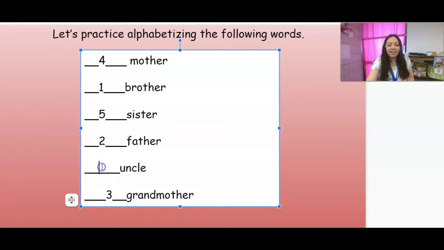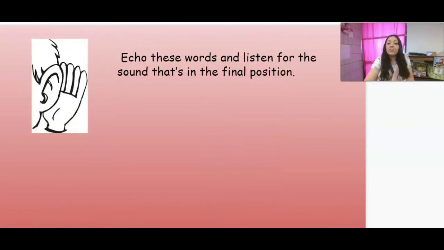What do we have? Uncle. So it's going to be 6. So if we put these words in alphabetical order, we would say brother, father, grandmother, mother, sister, and uncle. Good job.